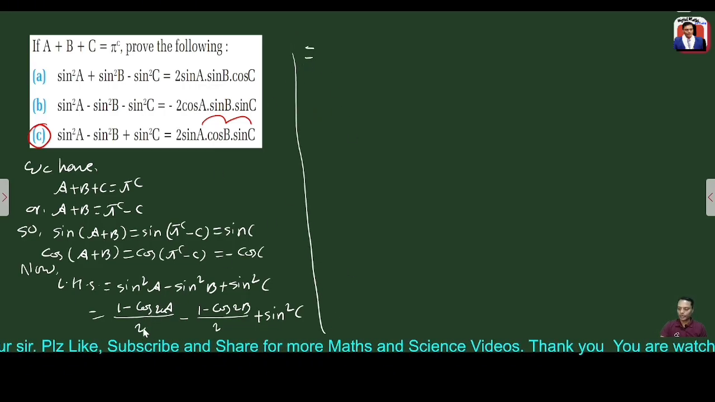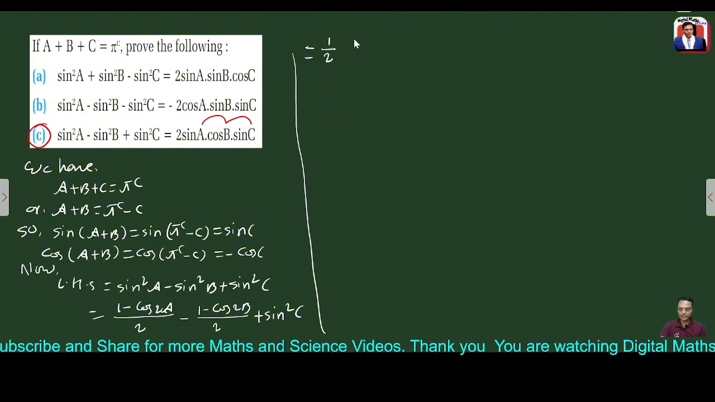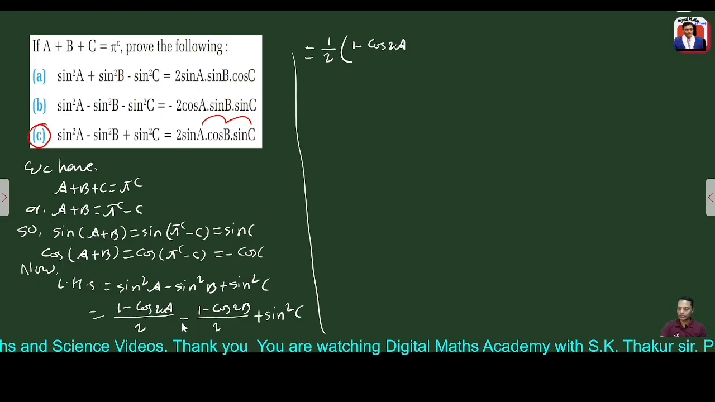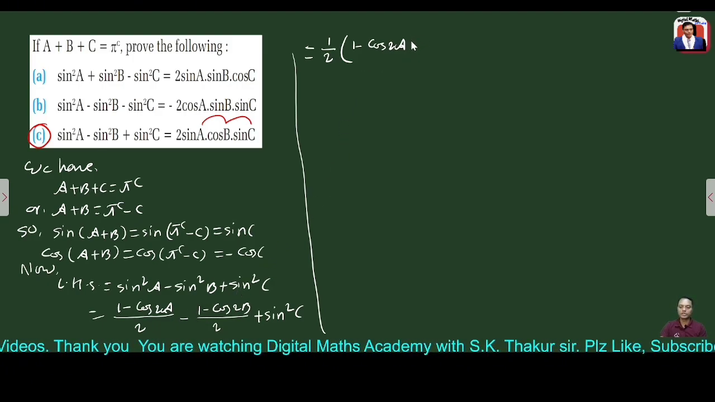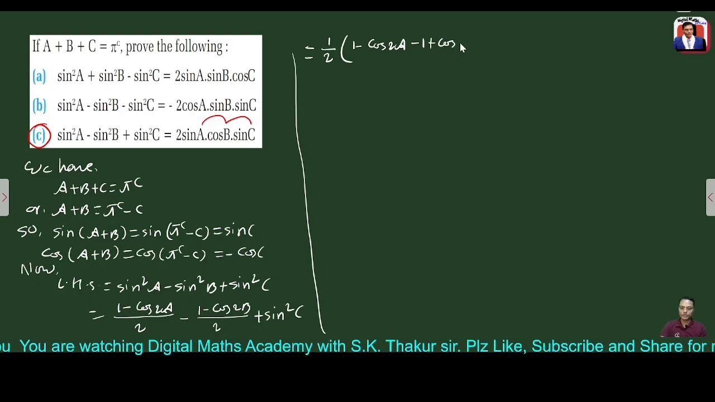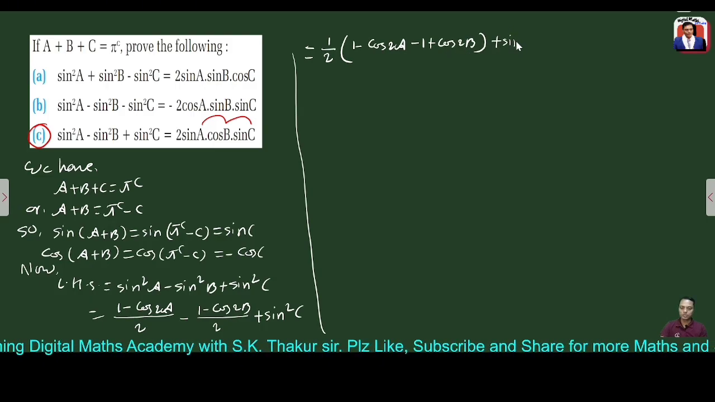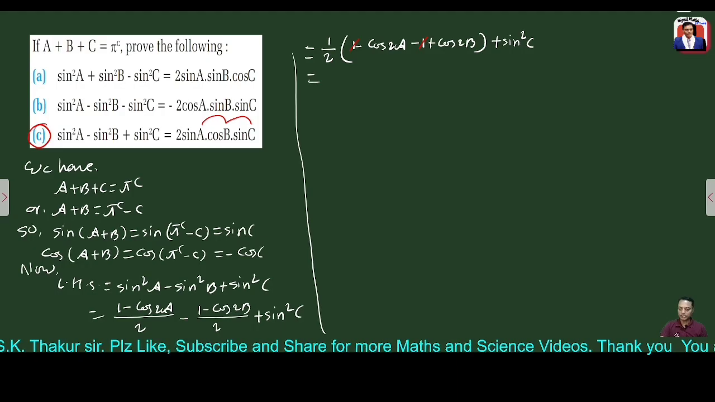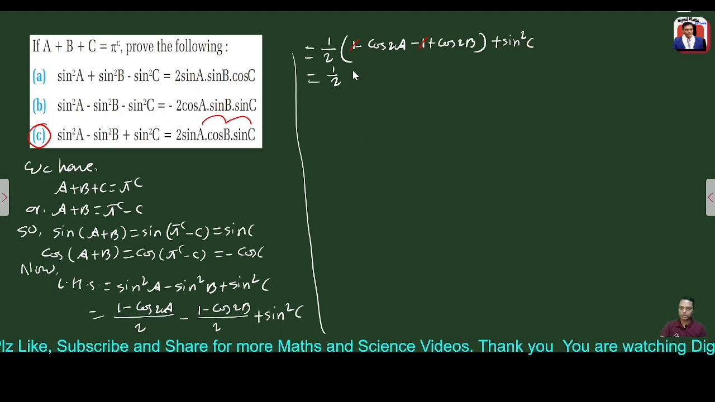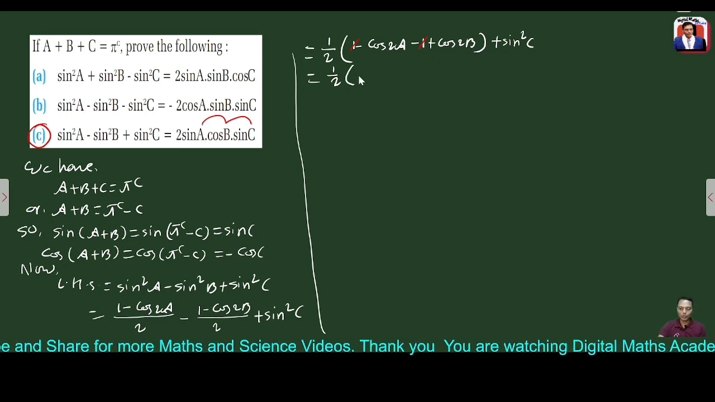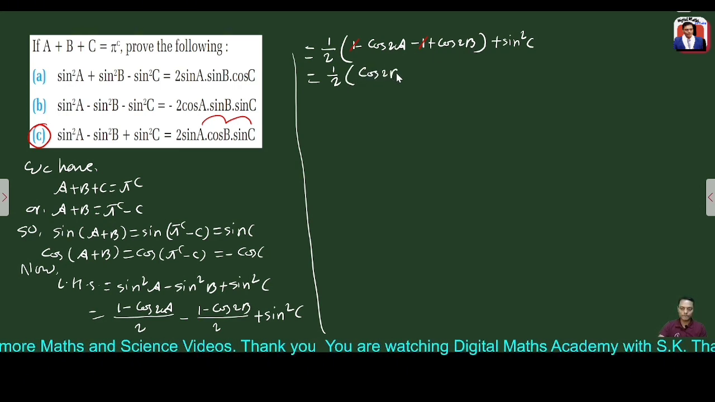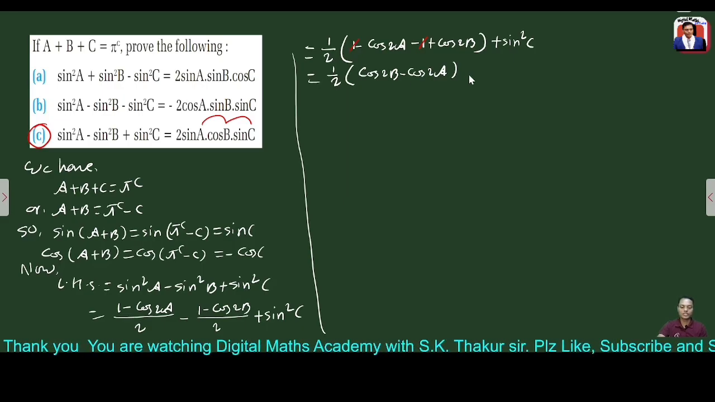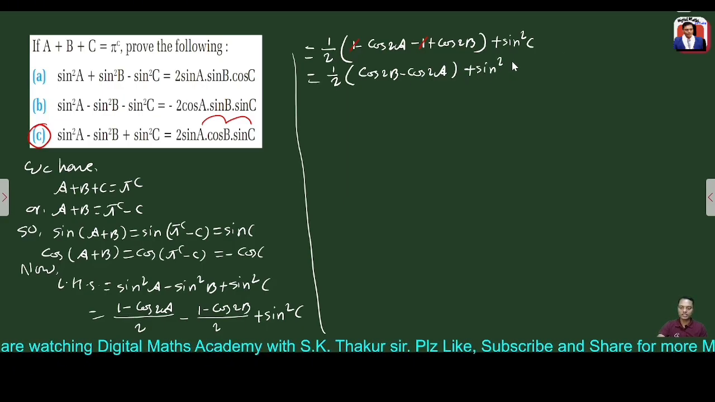So now 1 by 2, this 2 as LCM, just write it at first. So we have here 1 by 2 times, it is 1 minus cos 2A, and there's a minus, so minus 1 and minus plus cos 2B will be. So we can write here minus 1 plus cos 2B and plus sine square C. Now plus 1 and minus 1 will cancel, so let it cancel, and then 1 by 2, and here minus cos 2A and plus cos 2B. So let's write positive at first. So we write here cos 2B minus cos 2A. We can write cos 2A also at first, but for that we have to take minus common. So we have here sine squared C.